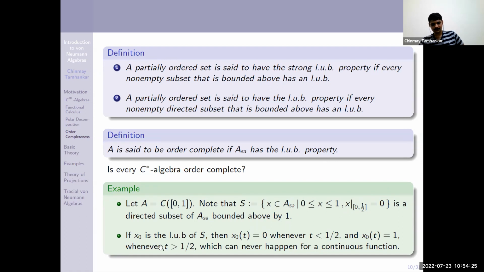The reason is that if x0 is the LUB of S, then x0(t) is 0 whenever t is strictly less than half, and x0(t) is 1 whenever t is strictly greater than half. And this cannot happen for a continuous function. This second point I'll leave as an easy exercise, but you need to be careful that this LUB is not the pointwise LUB, but the LUB in this partially ordered set. So we see that C-star algebras, though they are metric complete, need not be order complete.